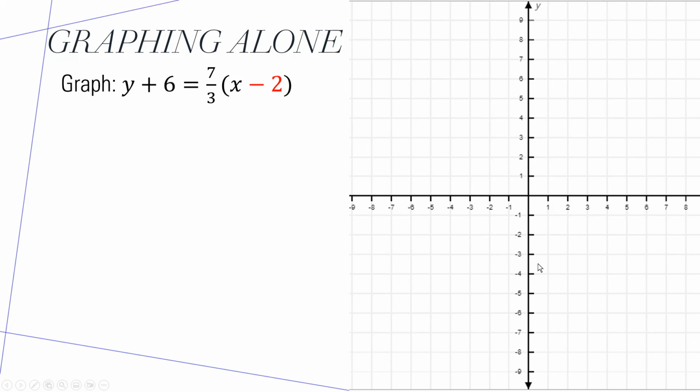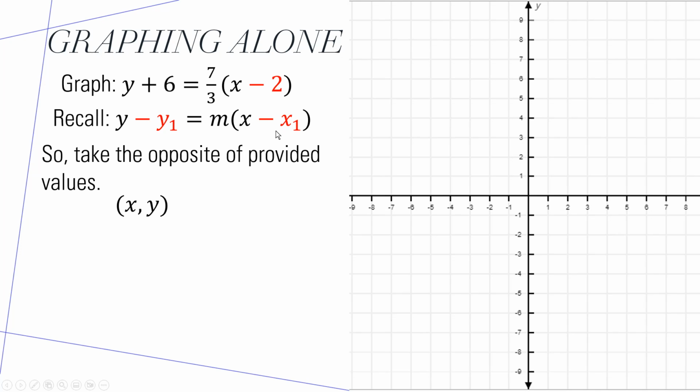Graphing alone. So we're just going to graph this without having to do anything. Oop. There we go. Hit the wrong button. So with this, first things first is recall that we have the equation y minus negative 1 is equal to m times x minus x1. So we need to take the opposites of the provided values. So we take a negative 6 and we have a negative 2. That means we're going to take a positive 2. There's another way we can go about this, but we're looking for 2, negative 6. So look for 2, look for negative 6.